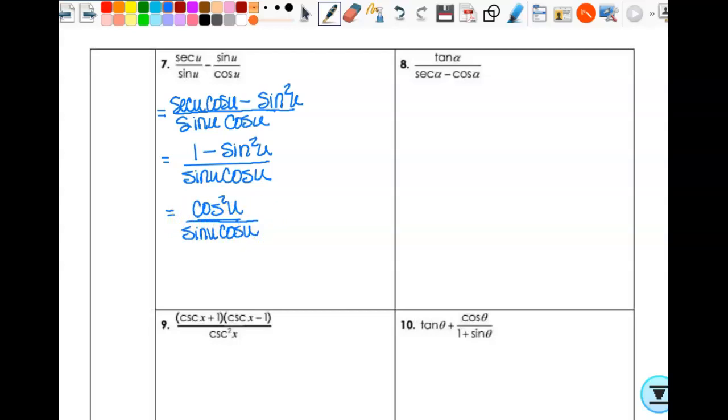Can I reduce this? Yes, I can. I can cancel this cosine with one of those. So that leaves me with cosine u over sine u. And what is cosine over sine? Cotangent.